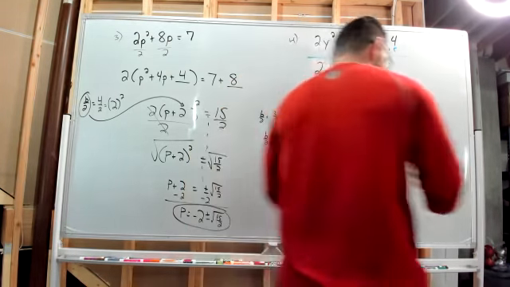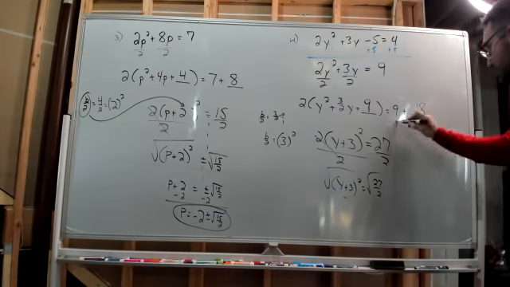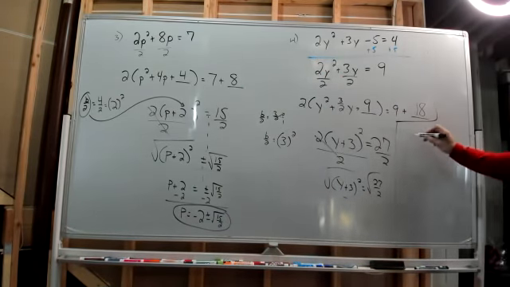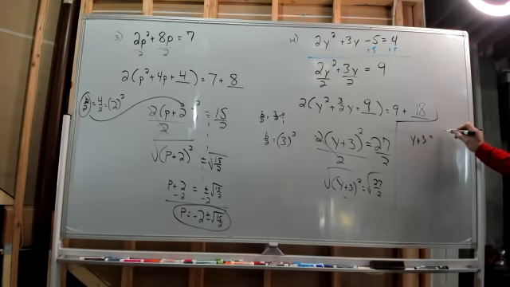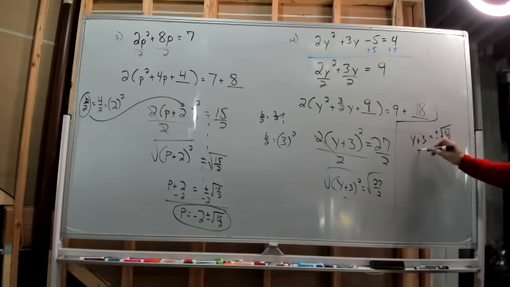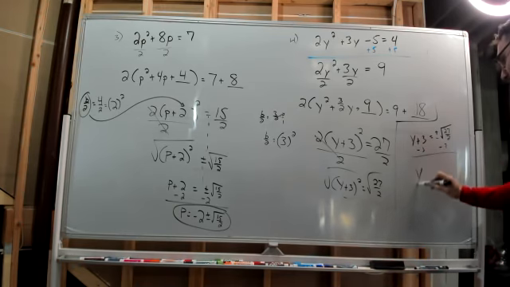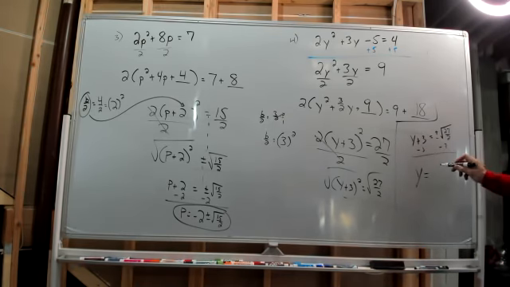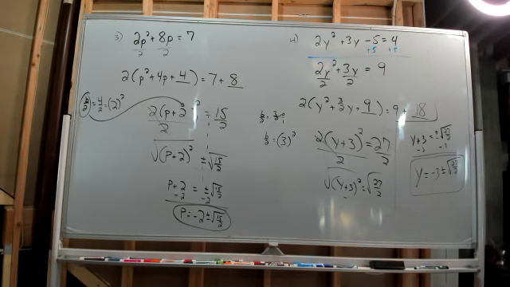Take the square root of both sides. I'm going to bring it over here. That gives me y plus 3 equals the square root, positive and negative, of 27/2. Subtract 3. My solutions now are y equals -3 plus or minus the square root of 27/2. What questions do we have?